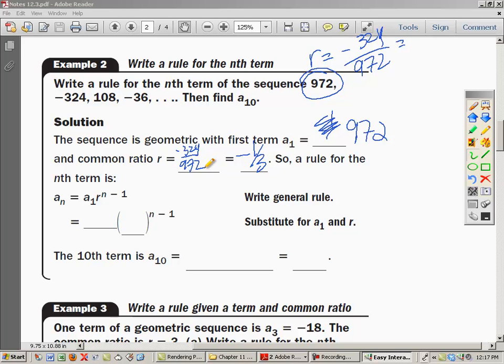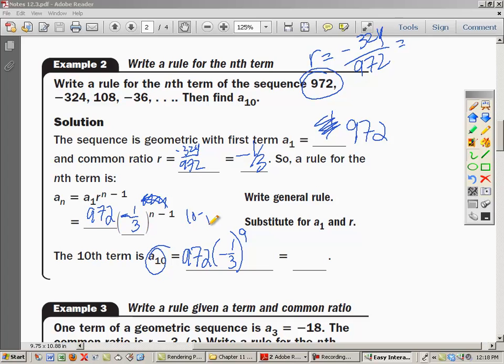So using the pattern, a sub n becomes the first term, which in our case is 972, times negative 1/3 to the n minus 1 power. Now, we can't distribute or do anything funky with that like we had to simplify last lesson, so we're just going to leave it like that. Then the 10th term becomes the first term, 972, times negative 1/3, raised to the n minus 1 power. Since I want the 10th term, this is going to be to the 9th power, because it's 10 minus 1.